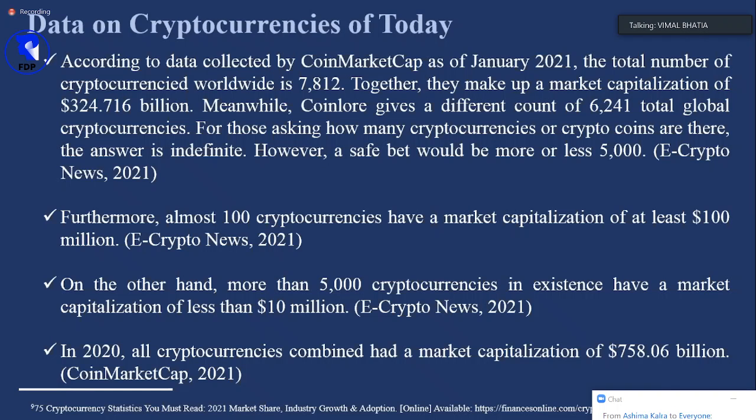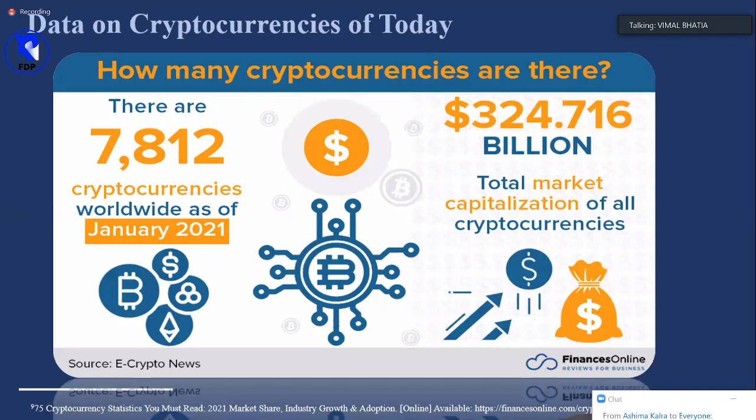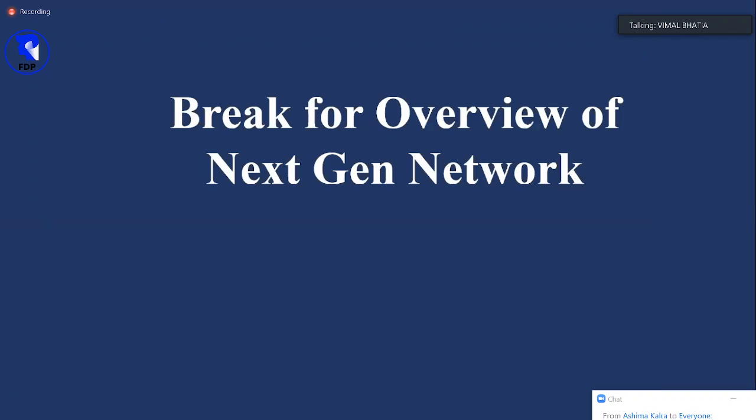But again, one research company, CoinMarketCap, says that in 2020 the market capitalization of all the cryptocurrencies was about 756 billion US dollars. So how many cryptocurrencies are there? There are about 7,812 cryptocurrencies in January, and about 324 billion is the market capitalization of all cryptocurrency.